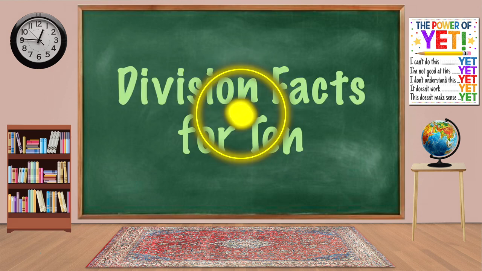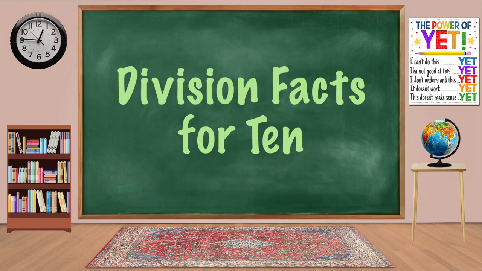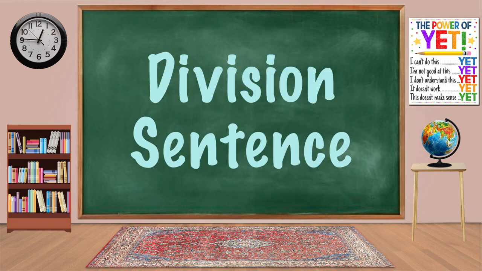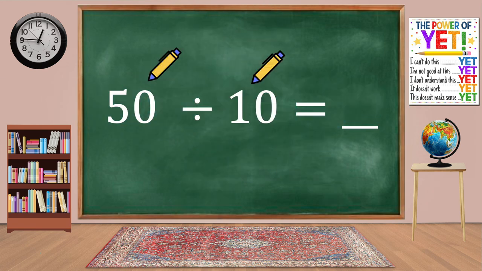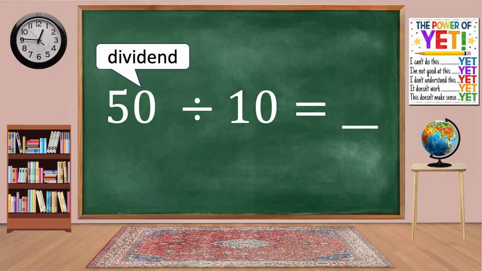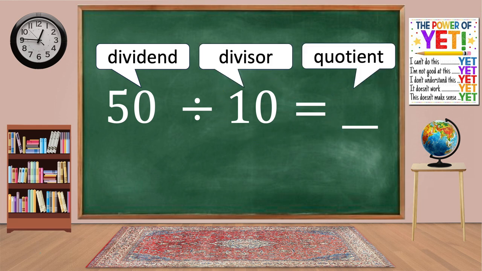Today we're going to learn the division facts for 10. But before we can do that, let's take a look at a division sentence. 50 divided by 10 equals blank. Let's see what the numbers in a division sentence are called. The number being divided is the dividend. The number that's divided into the dividend is a divisor. And the answer is the quotient.